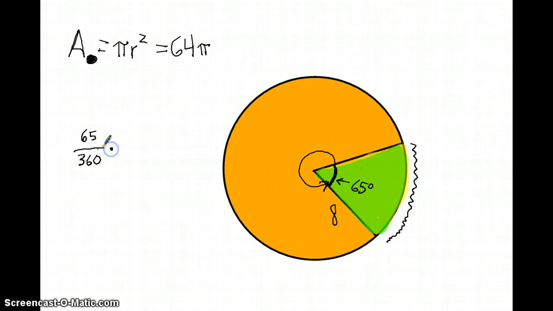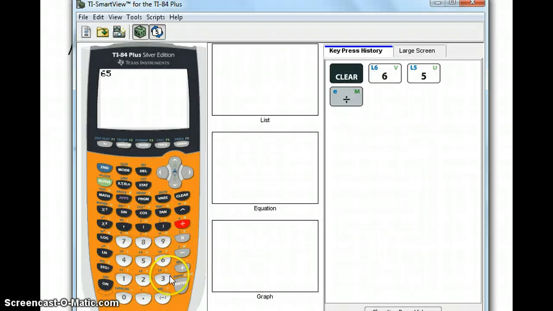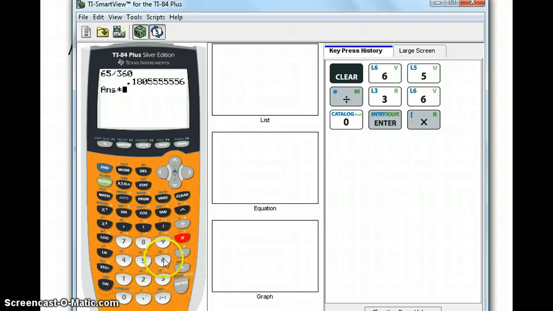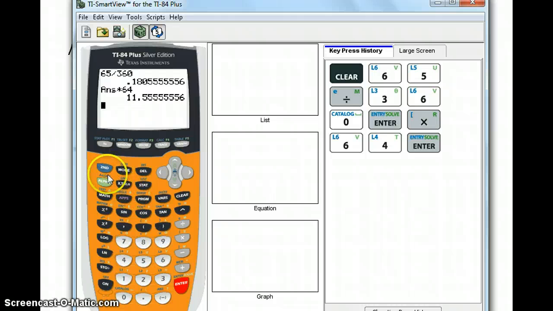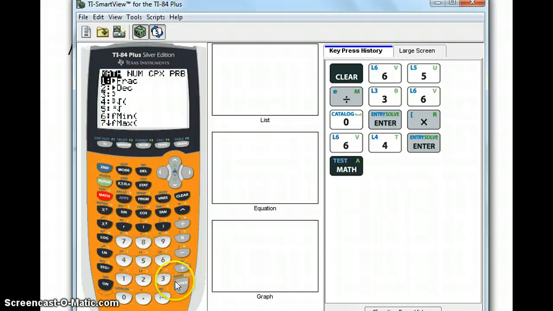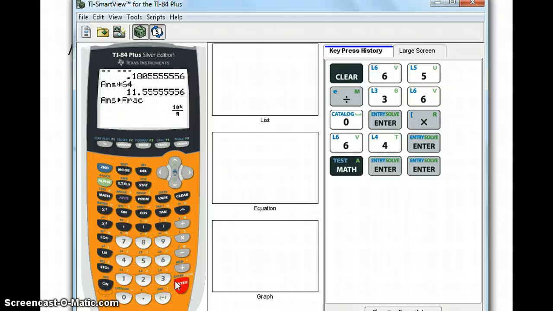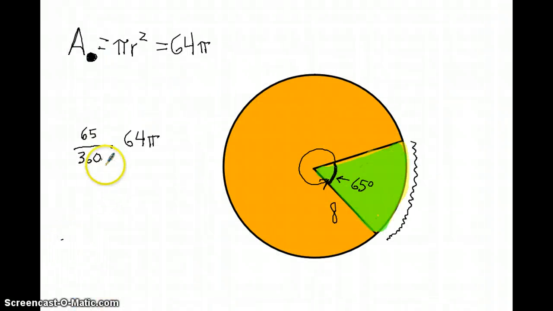Of means times, right? I want to know this fraction of this number, so all I have to do is multiply those together. It's this fraction of that area. Get out the calculator. 65/360ths times 64 pi. I like to do this because I like exact answers better. This is actually 104/9 pi.